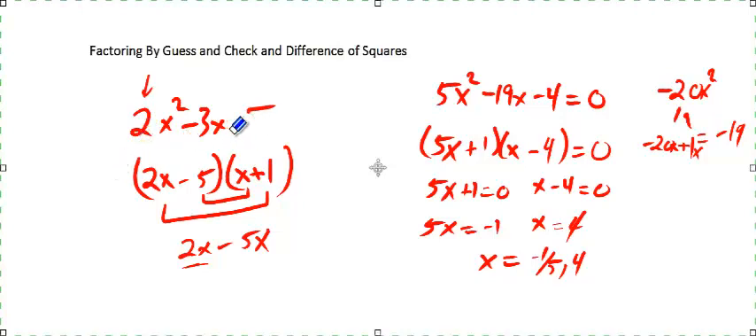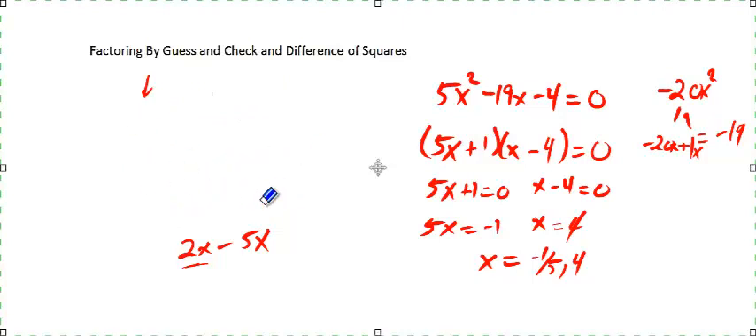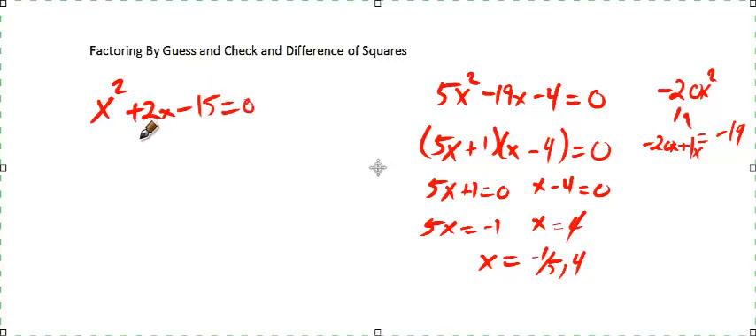So let's do one more of those where it's a very basic guess and check, and we'll see how that looks, because it is so much faster. So this is where you really want to use it. x squared plus 2x minus 15, and we'll do the whole thing equal to 0.